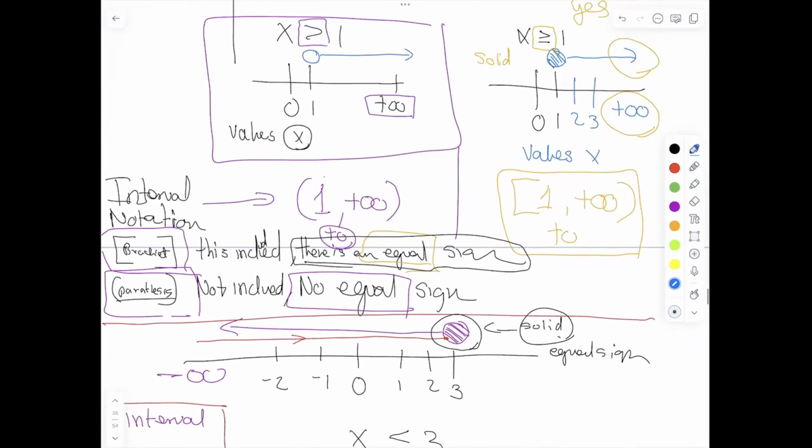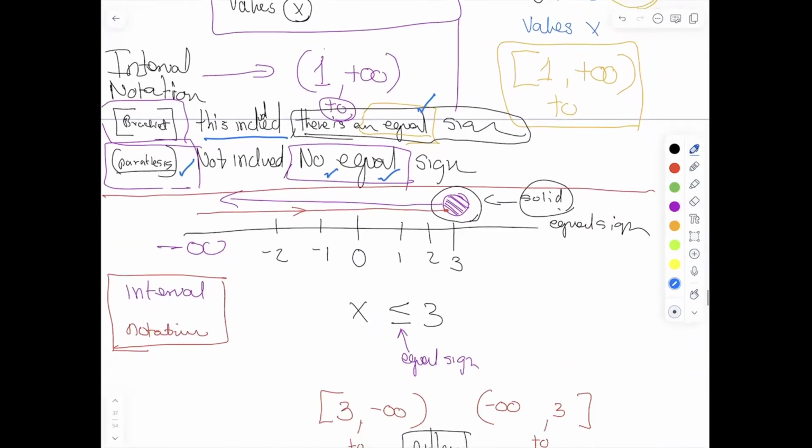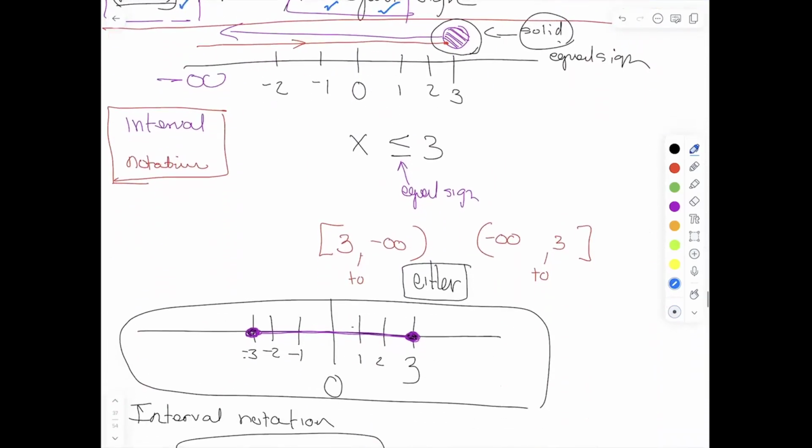And I said, if you have a bracket, that means it's included, right? There is an equal sign. But when you're writing parentheses, there is no equal sign. All right. So then we gave another example. So in this case, do we have a solid? Yes. So that means we have an equal sign. So this is 3, right? The values of x are less than or equal to 3. So anything up until 3, including 3, is part of the solution. So to write that in interval notation, this is how I would write it. Either one of these is valid, right?